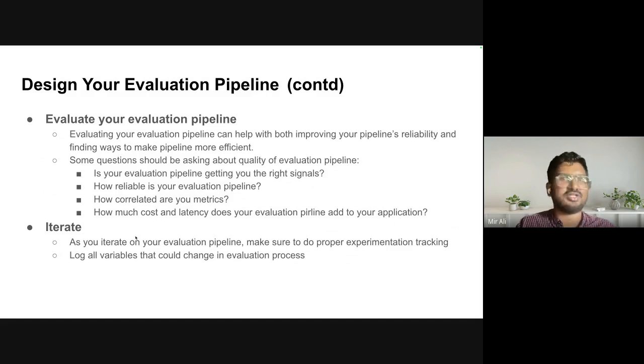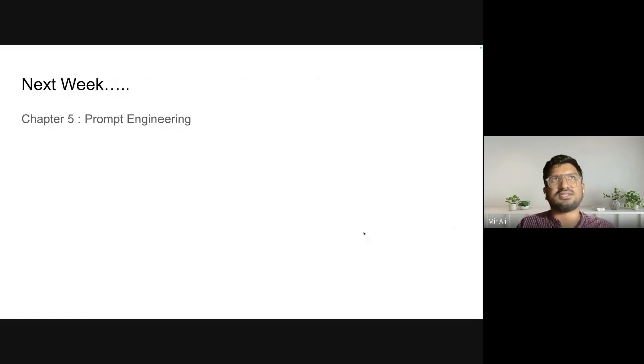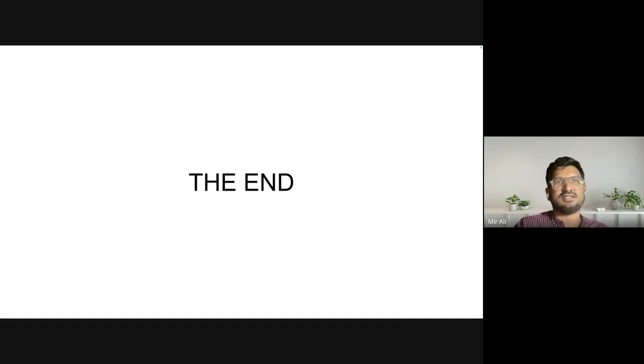And the last thing is we have to keep iterating over this, since we have created a pipeline. We need to make sure that in all our experimentation, we are tracking and logging all variables that could change in the evaluation process. That can be prompts, your hyperparameters, your models, all those things. And next week we are going to work on prompt engineering. And yeah, that was the presentation.